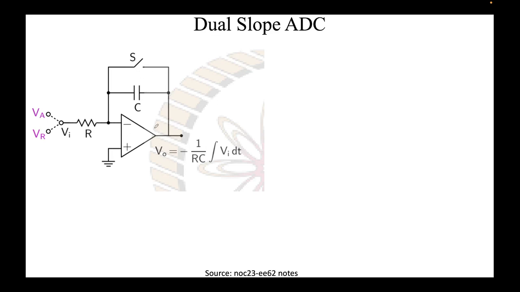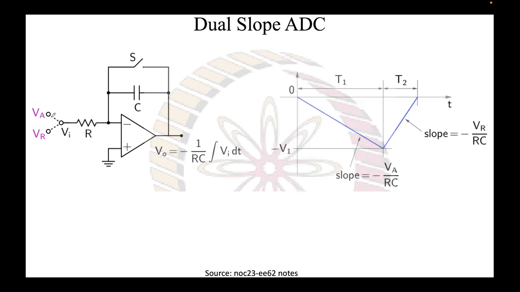This is nothing but an integrator. So forget about the switch; the switch is open, so it's R and C. We have seen this circuit for op-amps. This is just an integrator: V0 equals minus 1 by RC, integration of VI times dt. Now what is VI? VI can be VA or VR, depending on where the switch is being thrown.